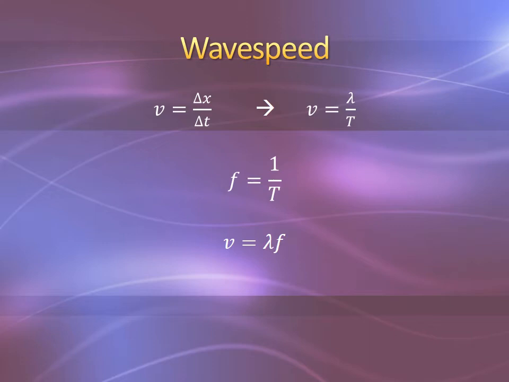You can remember it this way if you want to, or this is how it's actually written on the AP equation sheet. Wavelength is equal to the ratio of the wave speed to the frequency. So let's talk about this.